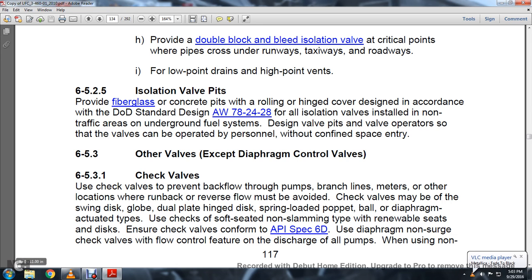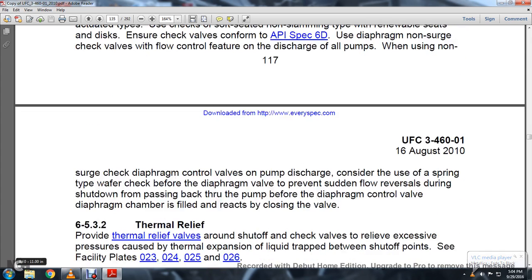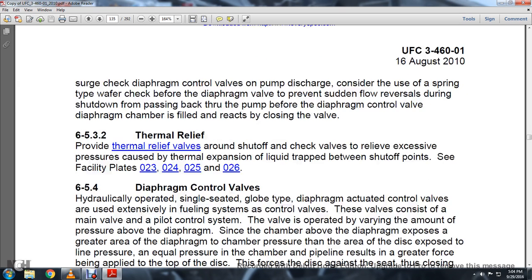Use a diaphragm non-surge check valve with flow control on the discharge of all pumps. When using the non-surge check diaphragm control valve at the pump discharge, consider using a spring type check valve before the diaphragm valve to prevent sudden flow reversal during shutdown of the pump, passing back through the pump and through the diaphragm control valve. The diaphragm chamber is filled with the reaction closing the valve.